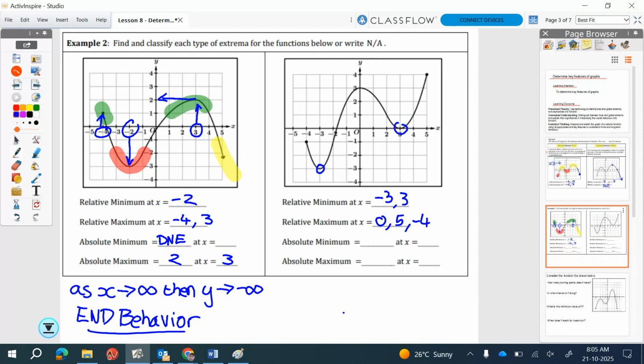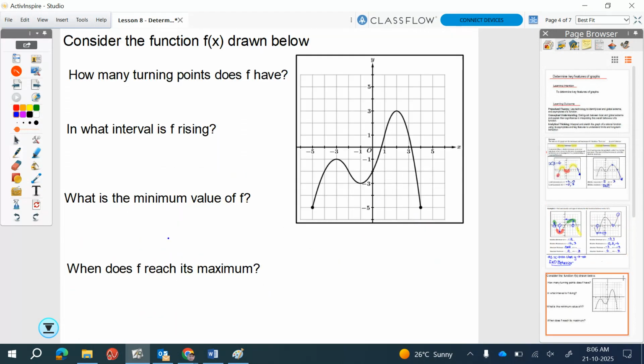What is the absolute minimum? Minus 3. The absolute minimum is going to be here, minus 3, and this occurs at x equals minus 3. What is the absolute maximum? 4, occurring up here at x equals 5. Excellent. Okay.